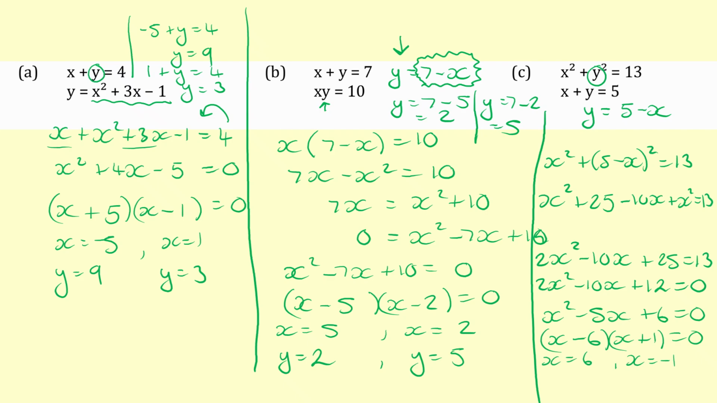And then use your rearrangement here now, makes life a lot easier. 5 take away 6, well, that's going to be minus 1. And 5 take away negative 1 is going to be the same as adding 1, and there you have your solutions. Okay, so have a go at the other questions.